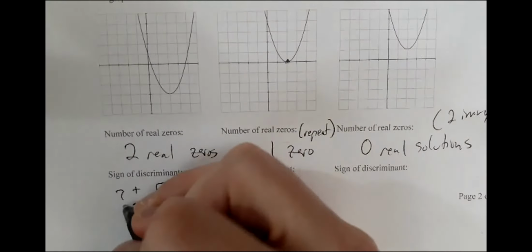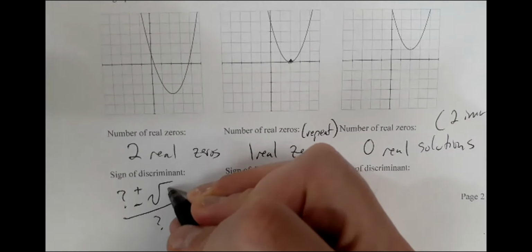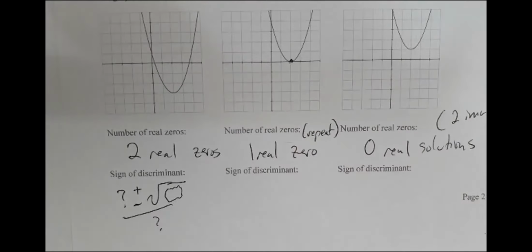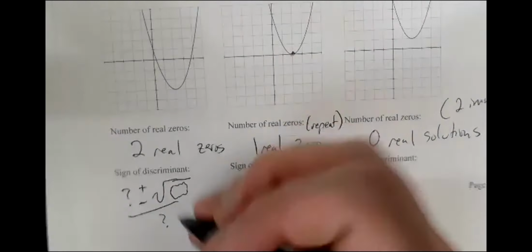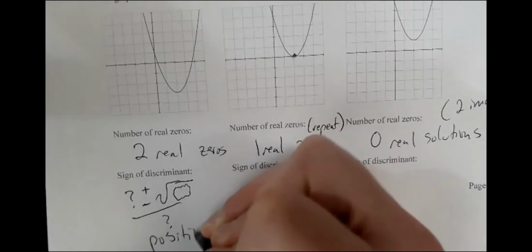So we have some number here, we have some number here, but we're talking about this thing right in here. So we want to think about whether it's positive, negative, or zero. If I'm adding and subtracting and getting two real solutions, the thing in the square root, if it's negative, it's going to be imaginary. If it's zero, we'll talk about that in a second. But this should be the positive one. So your discriminant here is positive.